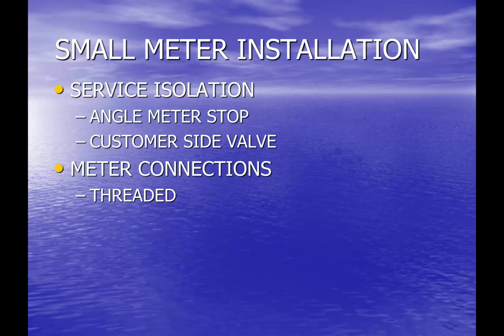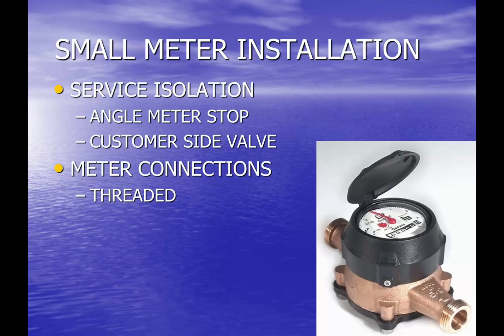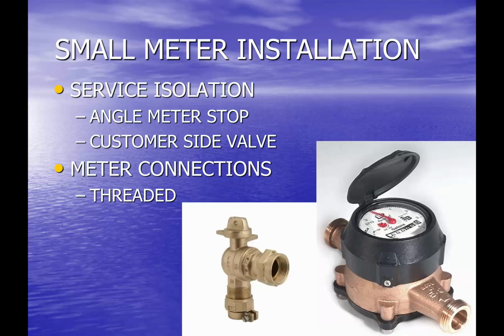The actual meter connections, a couple different types, threaded. You can see on a small meter here on both the inlet and the outlet you have a threaded connection. That threaded connection is going to mate with what we call a spin coupling on the angle meter stop. So you can see the angle meter stop that has the female threads that would attach directly to the threads on the meter. Those are typically going to go up to about 1 inch.